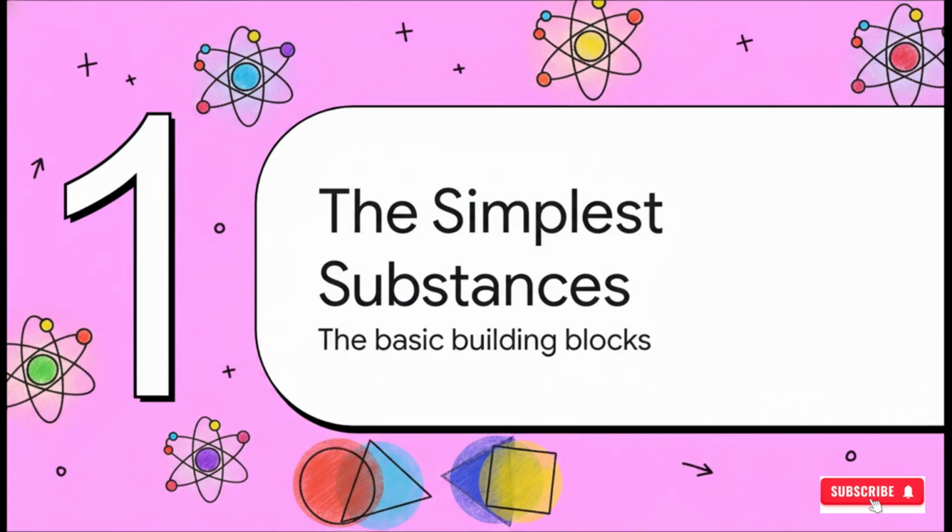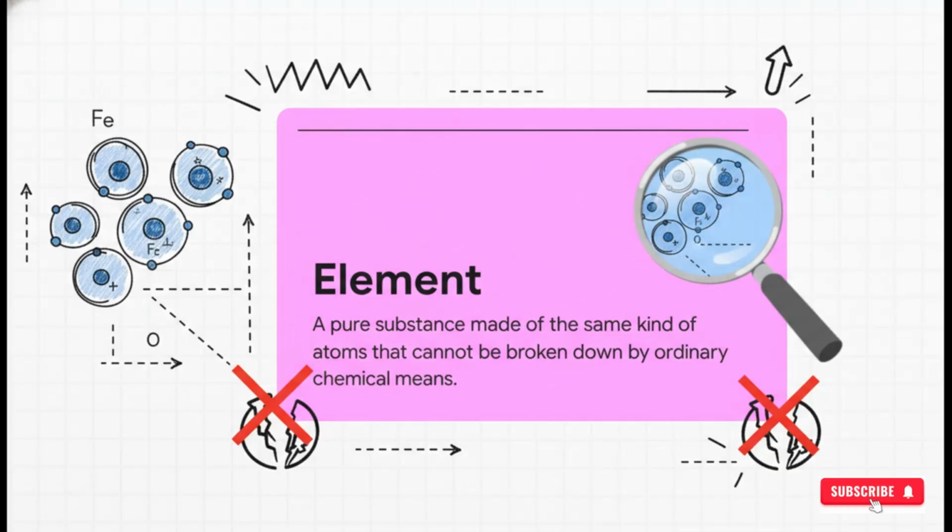All right, first up, elements. These are the most basic, fundamental building blocks of, well, everything. You can almost think of them as the primary colors that paint our entire universe. Okay, so what makes an element an element? The big idea here is that it's a pure substance. And why is it pure? Because it's made of only one single type of atom. You can't take an element like iron or oxygen and break it down into anything simpler using a normal chemical reaction. It's as fundamental as it gets.